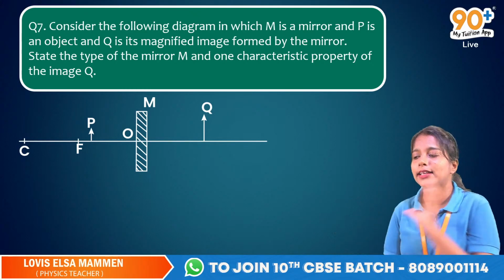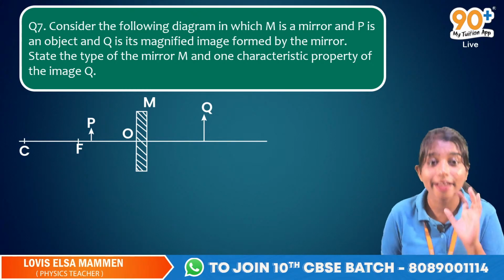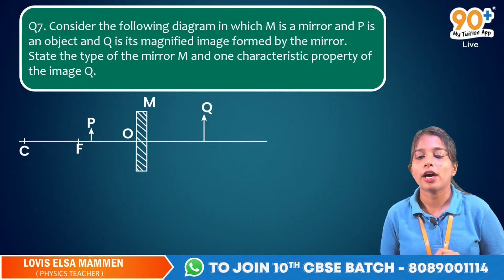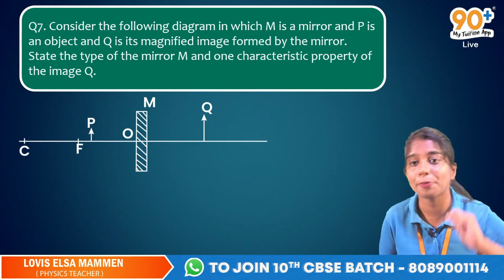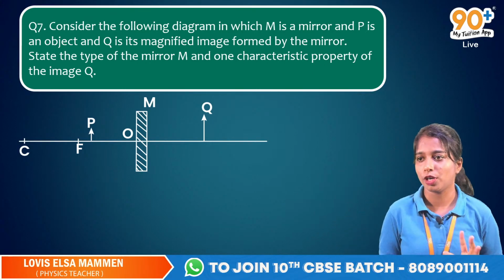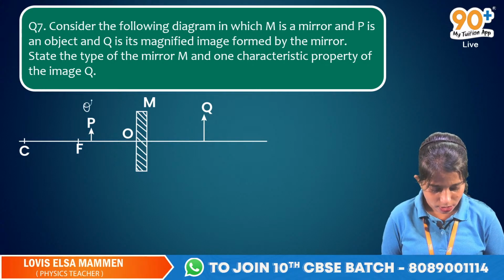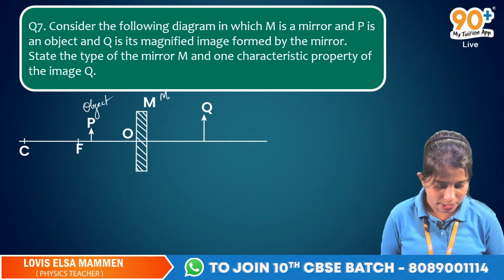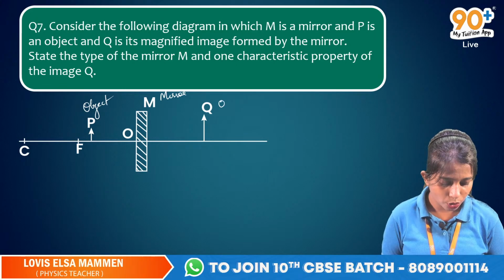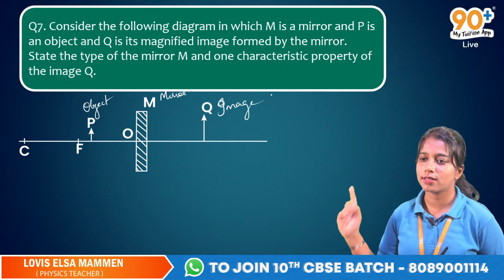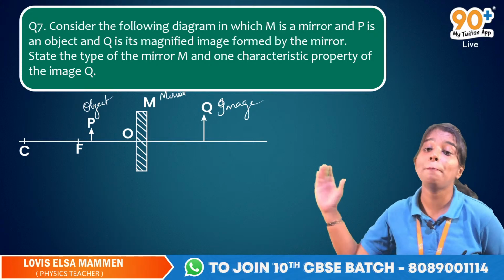You need to identify M, whether it's a concave mirror or a convex mirror. And also, you are asked to find one characteristic property of Q. What is this Q? It's the image. So P is the object, M is the mirror, Q is the image. You are asked to find what M is and the property of this image.